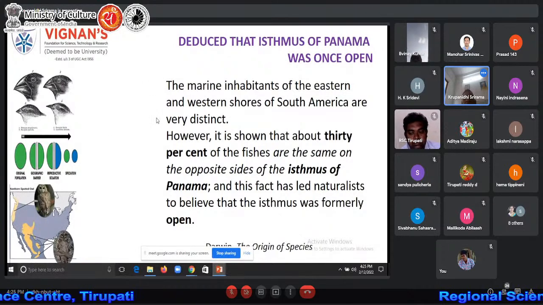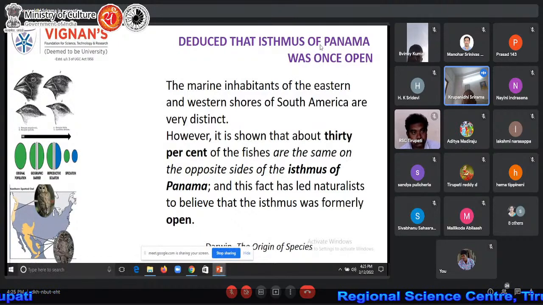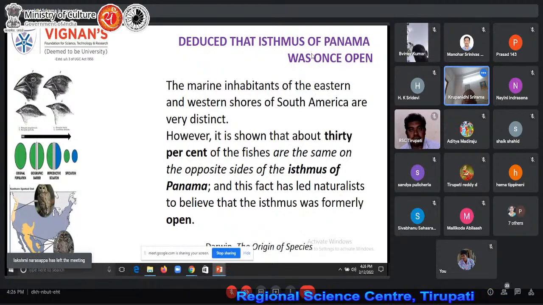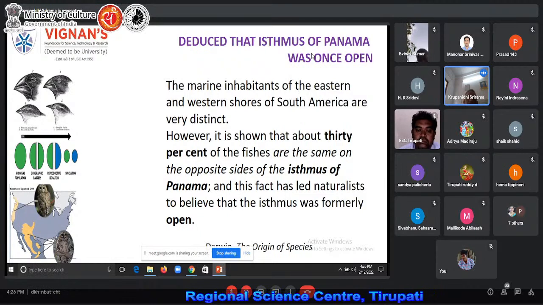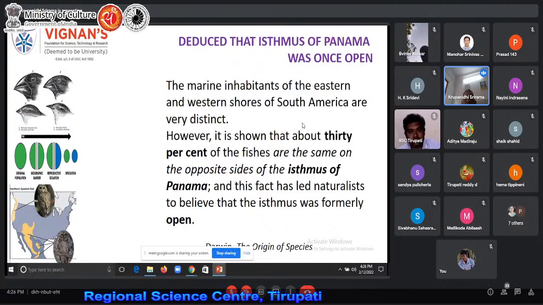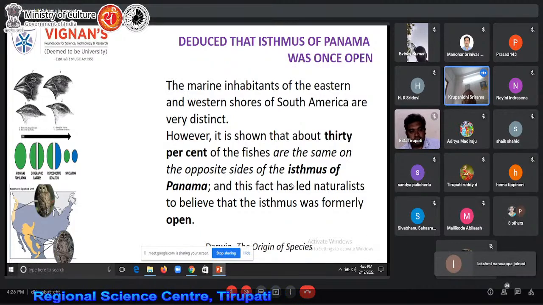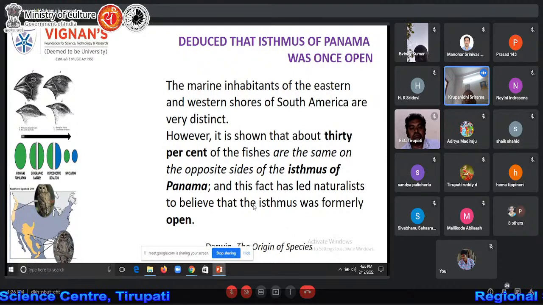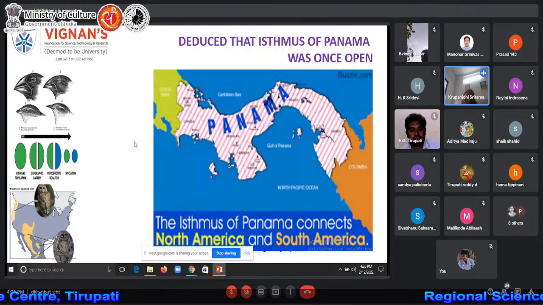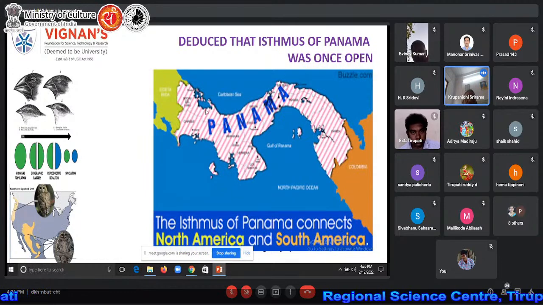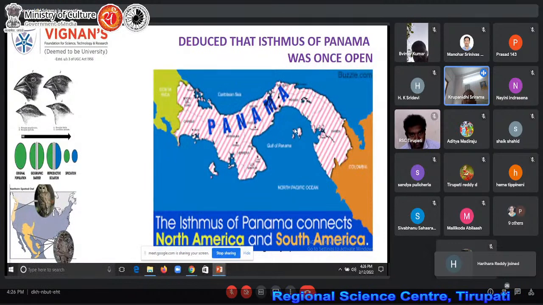In this trip, Darwin deduced that the Isthmus of Panama was once open. The Isthmus of Panama is closed now, so it is deduced that once upon a time it was open. The marine inhabitants of the eastern and western shores of South America are very distinct, but still around 30% of fishes are the same on opposite sides of the Isthmus of Panama. Not only fishes, even shrimps. This fact has led naturalists to believe that the Isthmus was formerly open. Here is North America and here is South America. This was the Isthmus of Panama. Once upon a time it was open, as I'll explain in the next slide.